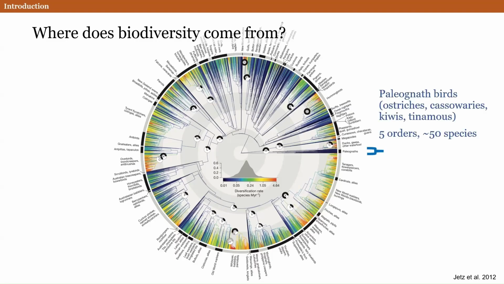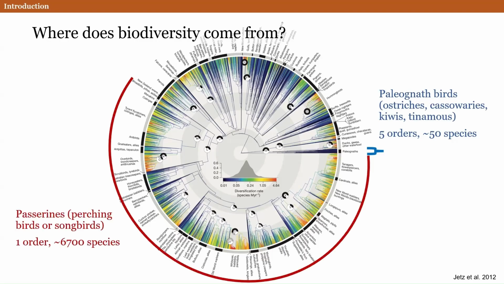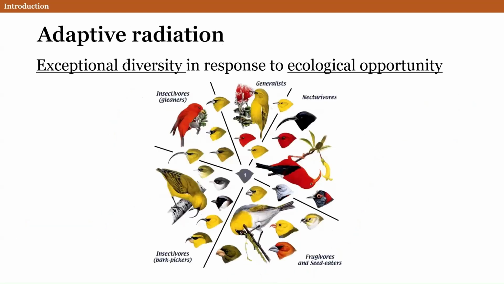So just to give an example of that, these over here are paleognath birds. There's not a whole lot of them. They're sister to all the rest of living birds. And meanwhile, over here we have Passeriformes, which is a single order that makes up over half of all living bird species. Right. So there are a lot of different explanations we could give for that.